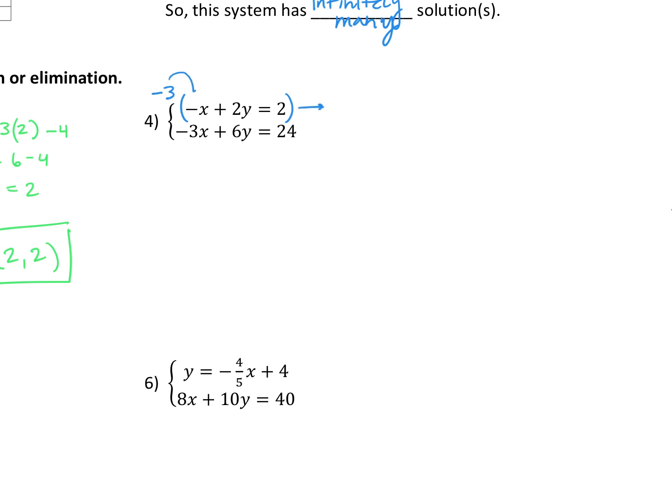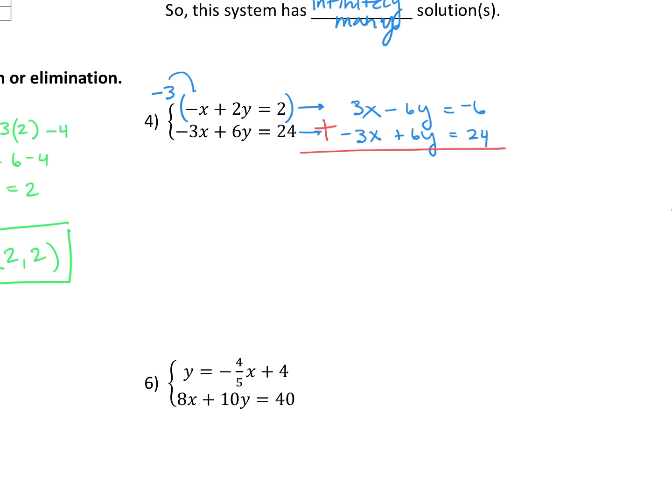Negative 3 times negative x is a positive 3x. That's what we wanted. Negative 3 times 2y is a negative 6y. Negative 3 times 2 is negative 6. This bottom equation we did not have to change, so we're just going to carry everything over. Negative 3x plus 6y equals 24. And now we're going to add our equations together.